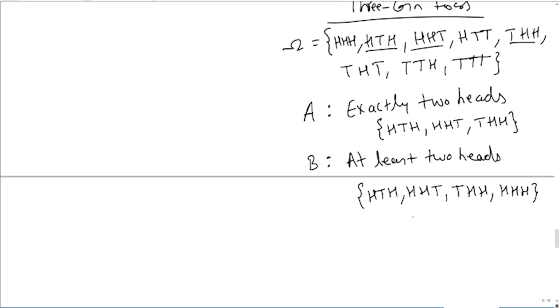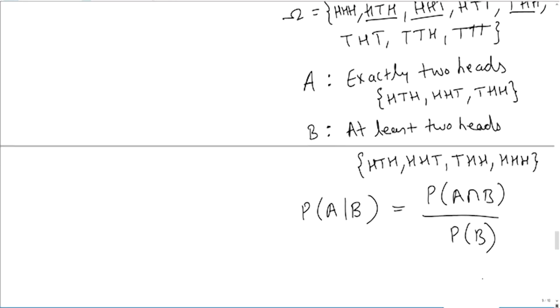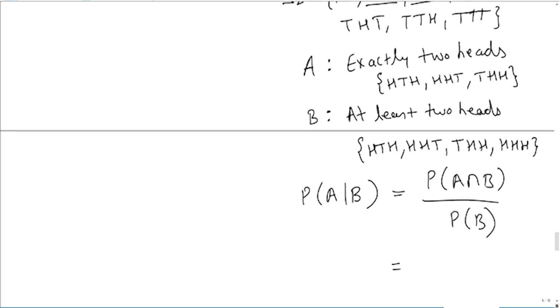Now let's say you are interested in calculating the conditional probability of A given B. What is the probability of occurrence of event A given that event B has already occurred? Do you remember the formula? This is probability of A intersection B divided by probability of B. What is probability of A intersection B? If you see, A is this, B is this and this, right? So if you calculate A intersection B, it would come out to be actually just probability of A, right?